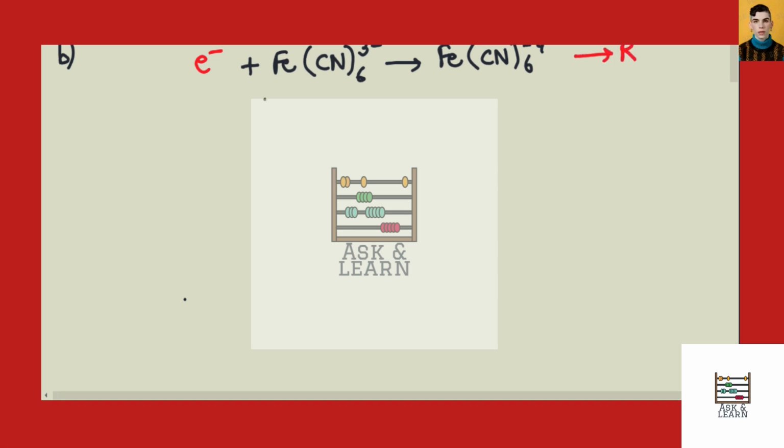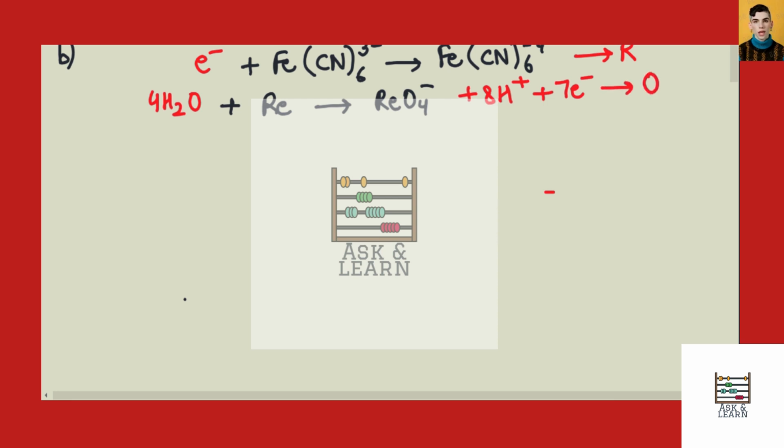For the second one, rhenium goes to ReO4-. We balance the oxygen atoms first, so we add 4 water molecules on the left-hand side and 8H+ on the right-hand side to balance the hydrogen atoms. Then we add electrons. The right-hand side has 7 positive charge, whereas the left-hand side has 0, so we add 7 electrons on the right-hand side, and this is our oxidation reaction since we end up losing electrons.